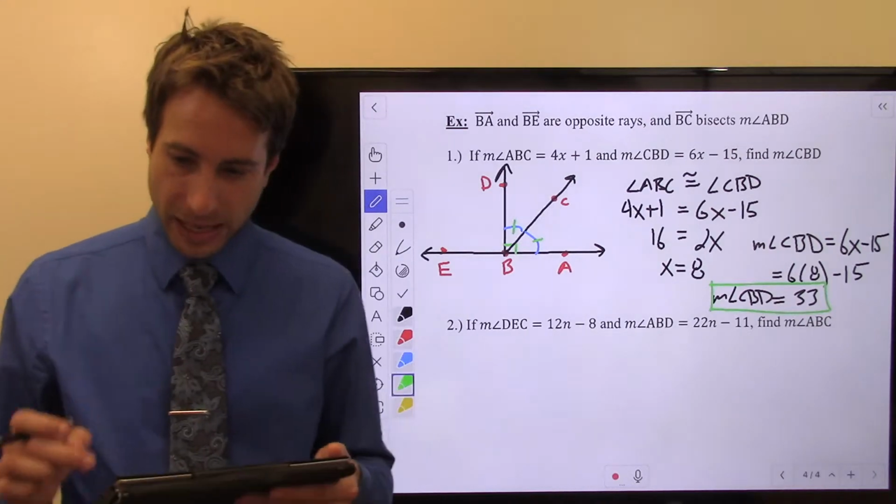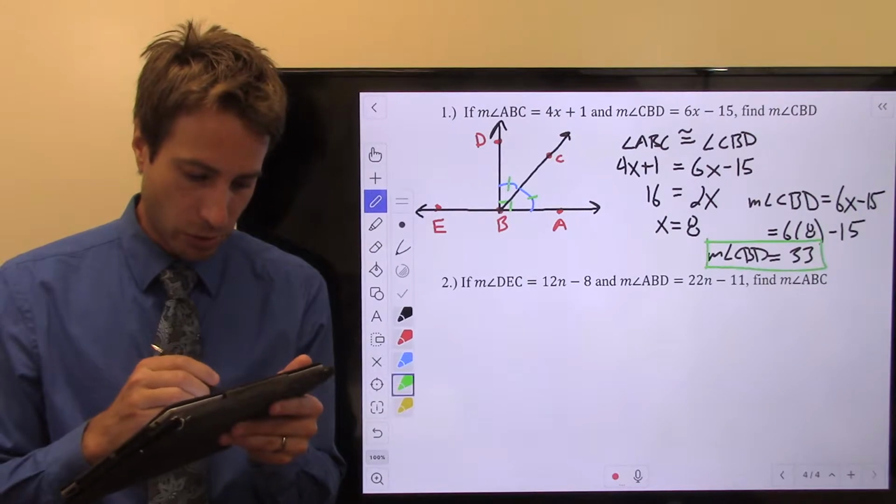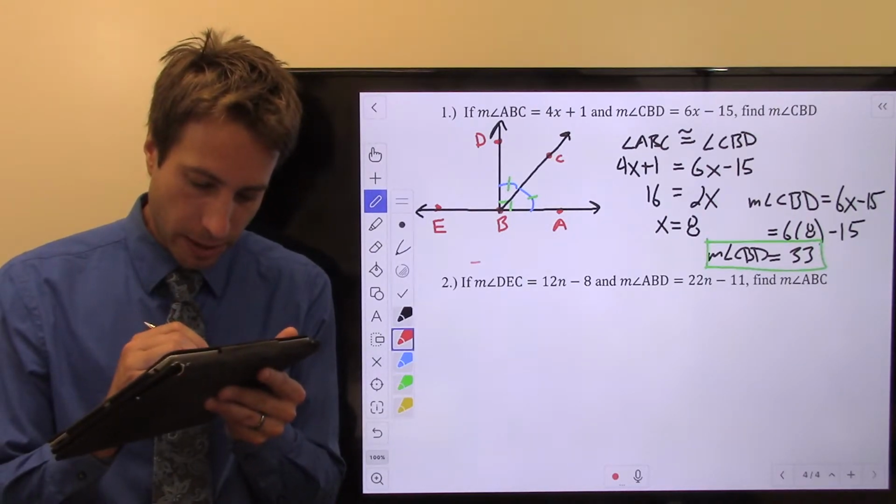Hey, let's keep going, but real careful in this one. I apologize. I'm going to use the exact same diagram. So sorry though. I do have a typo in here.